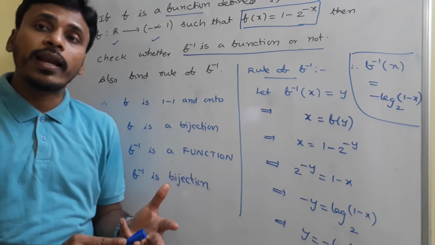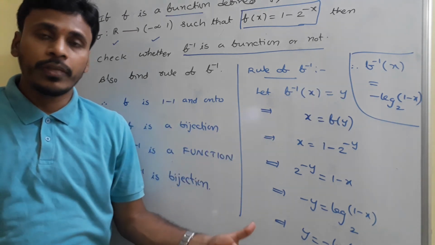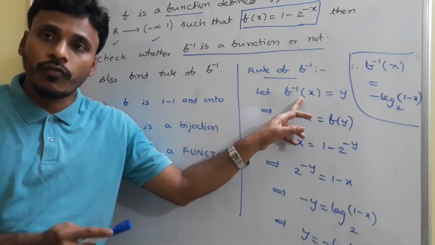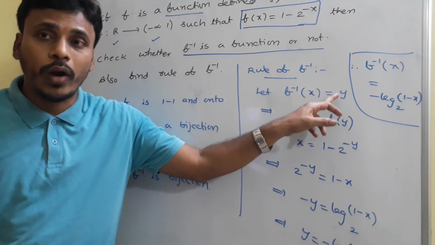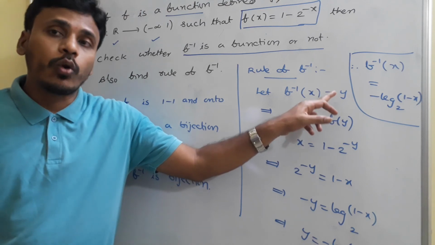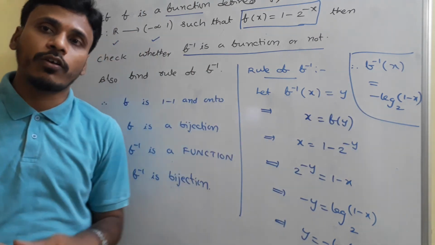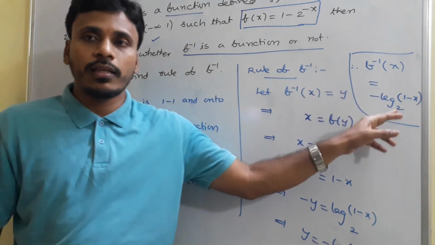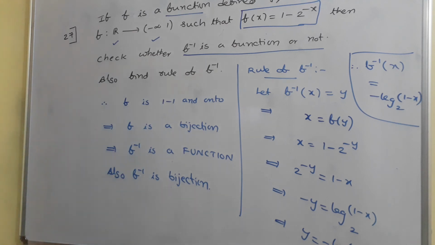Then while writing the rule, we need to start with f inverse of x is equal to y. Actually we need to find f inverse of x in terms of x only. So our task is to write y in terms of x. To write y in terms of x, I proceeded in such a way that at the end f inverse of x is equal to minus logarithm of 1 minus x base 2. This is about the inverse of a function and the inverse function, right?